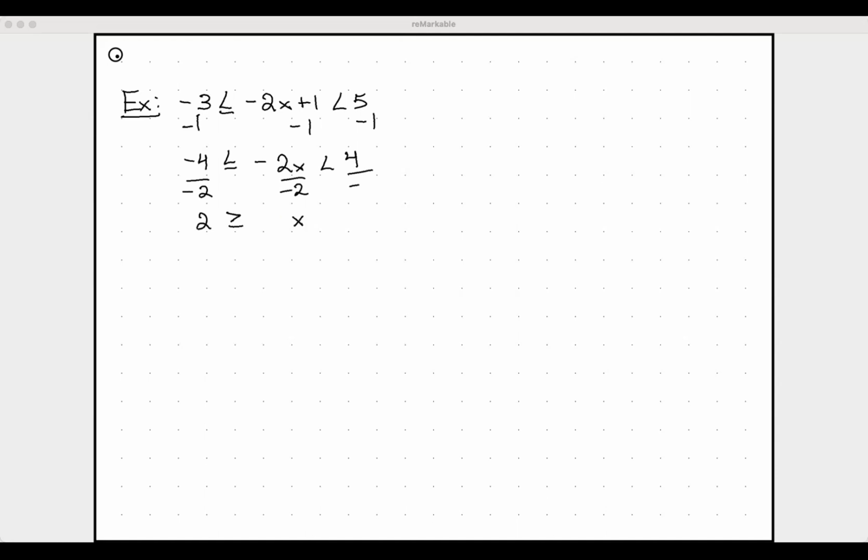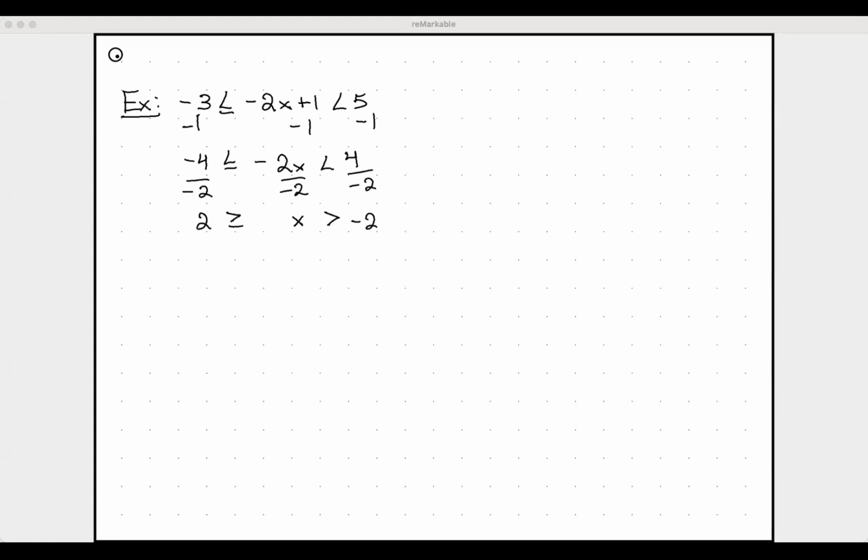And oops, this is supposed to be a 2. There we go. And 4 divided by -2, that is -2. And because, again, I divided by a negative number, I need to change the direction of that inequality as well. All right, so here's what we've got. X is bigger than -2, and x is less than or equal to 2.